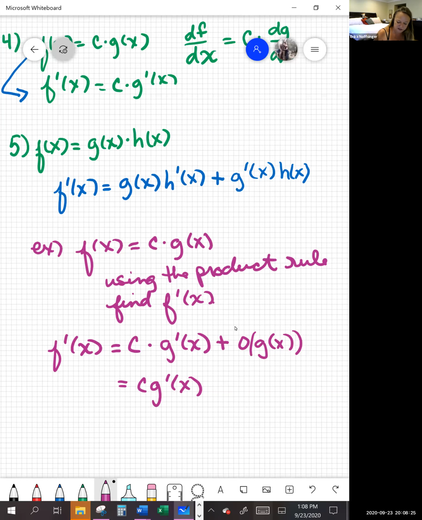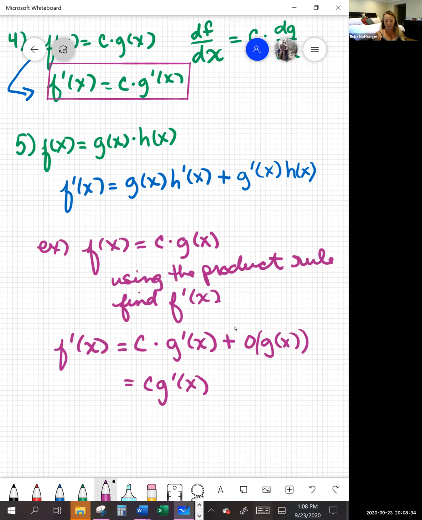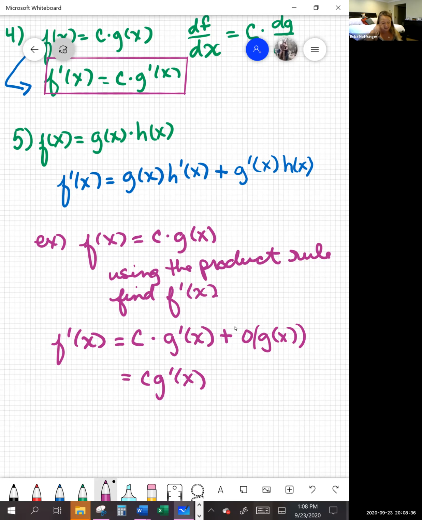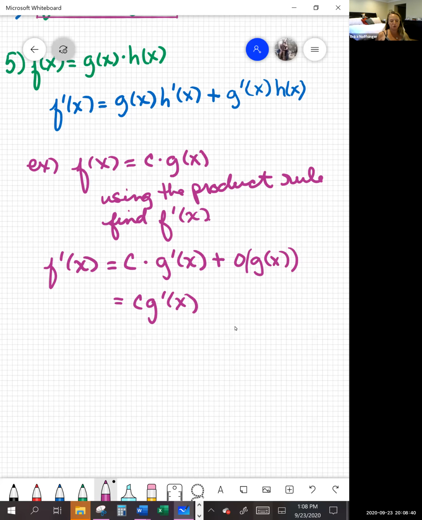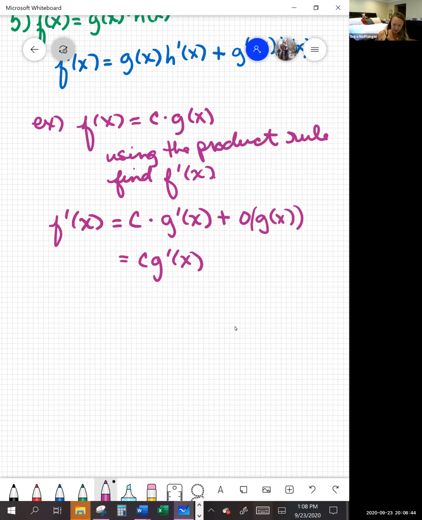So there were a couple different rules that we could have used to derive that. So really, not having to go through all that product rule, it's easier just to know that the coefficient in front, you can just pull it out and take the derivative of the other piece. Okay, so there was one other one I think we looked at.